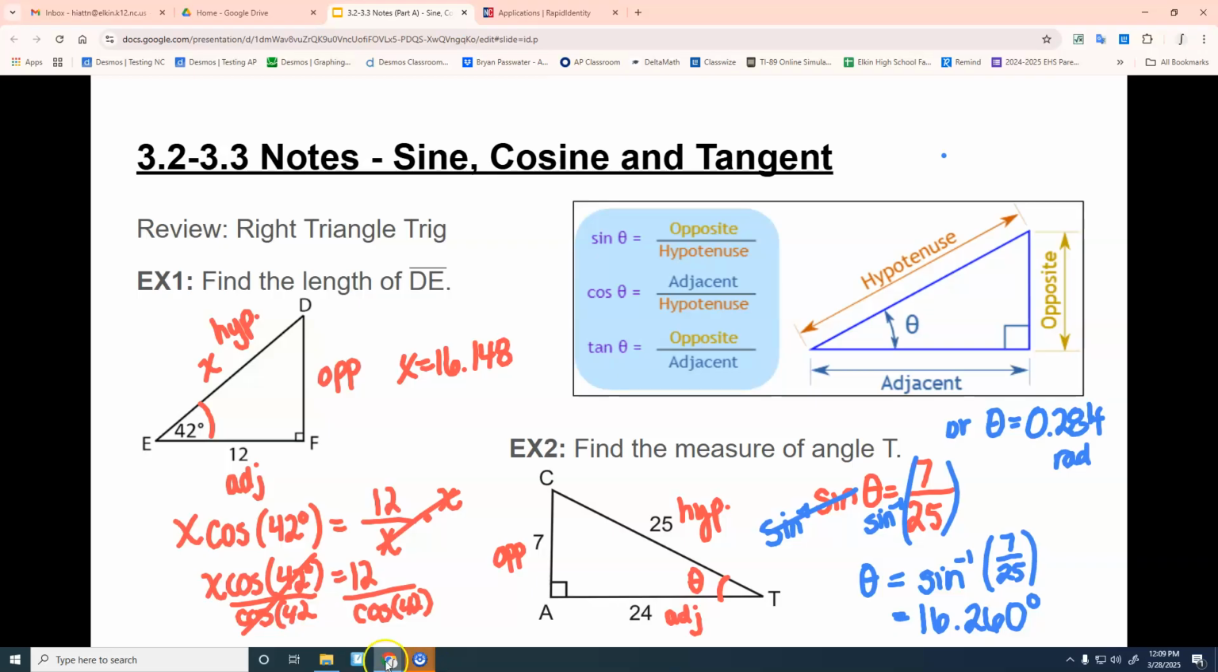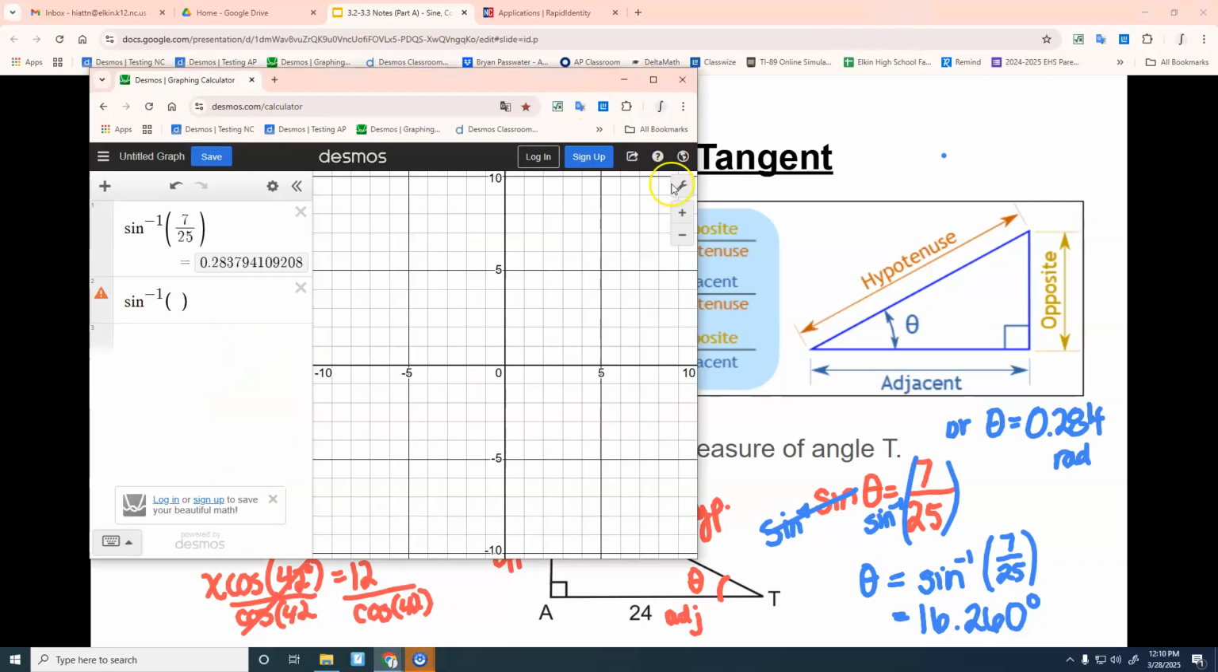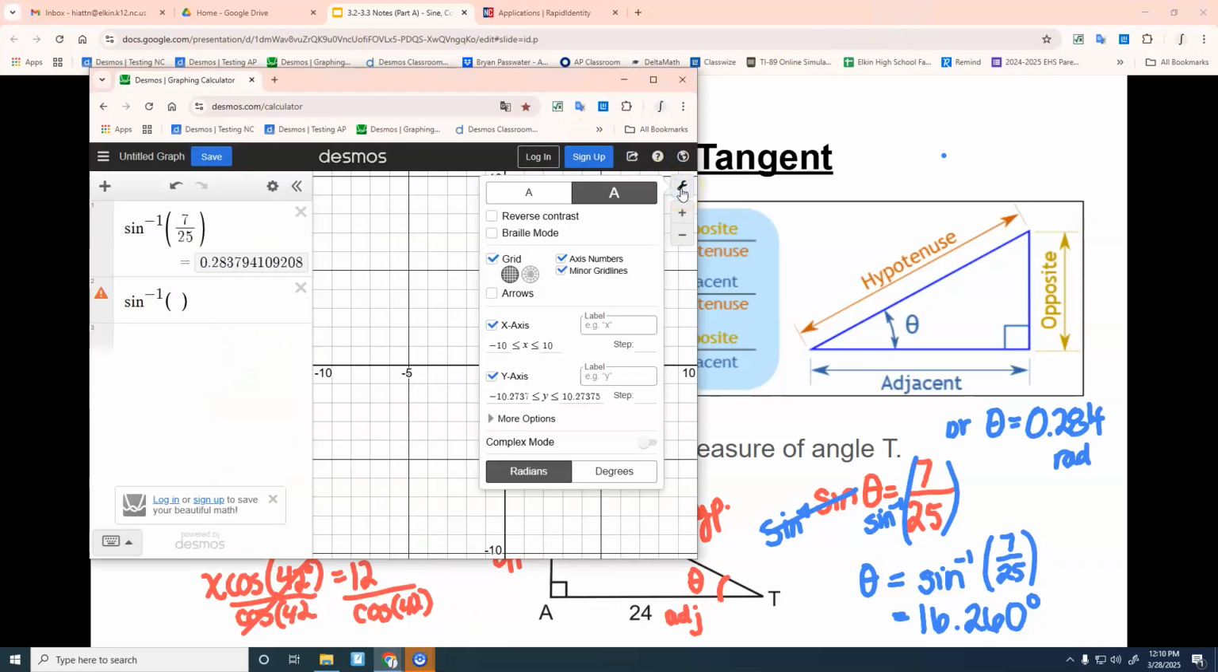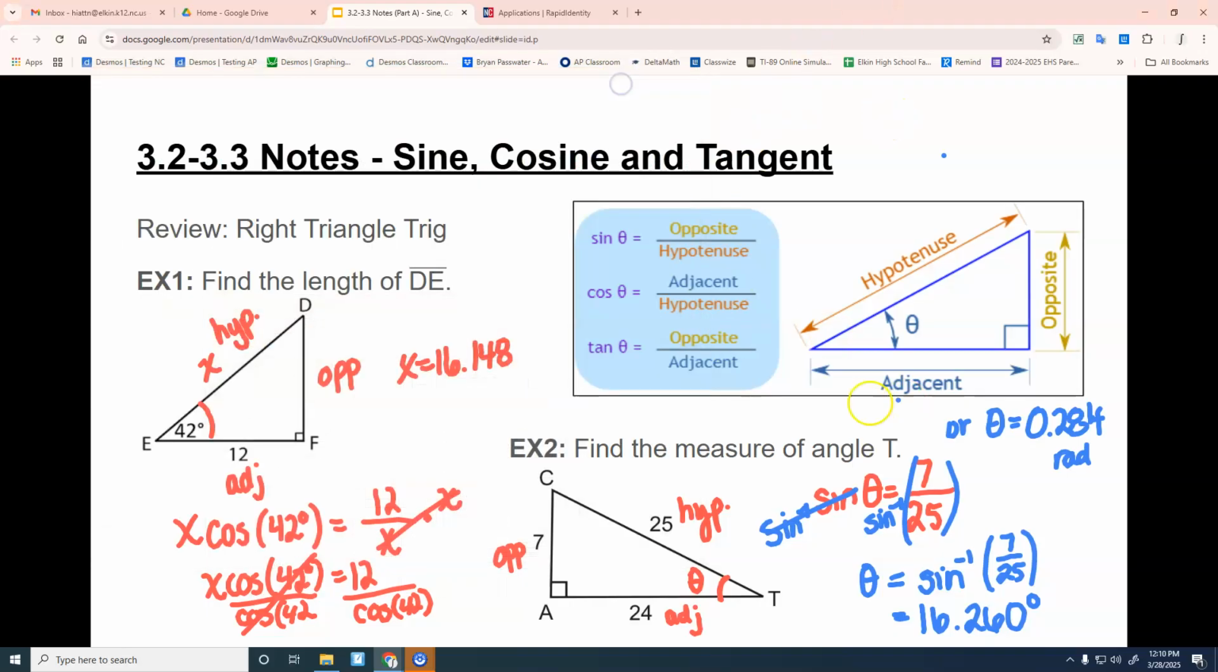If you want to switch back and forth, the little wrench button up here in the corner, down here at the bottom of that box, it says radians and degrees. In general, we're just using degrees a little bit right now because it's more familiar to us. But in general, everything on my test and on the exam is going to be in radians, and radians is the default, so you shouldn't have to switch back and forth for it. Okay. Questions?